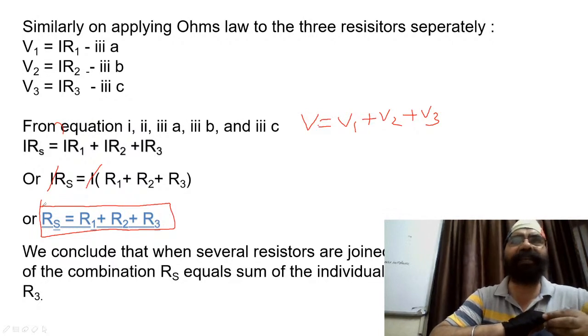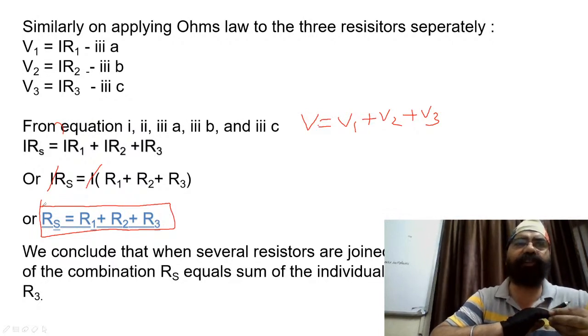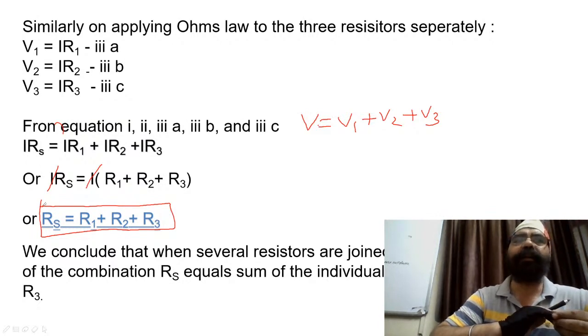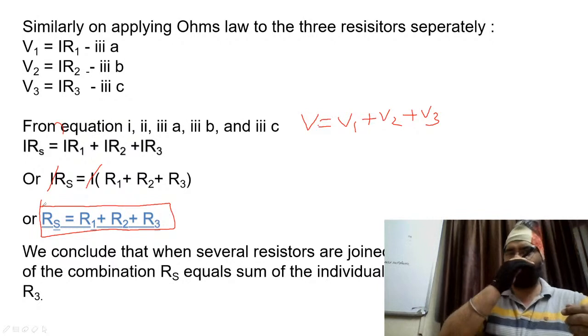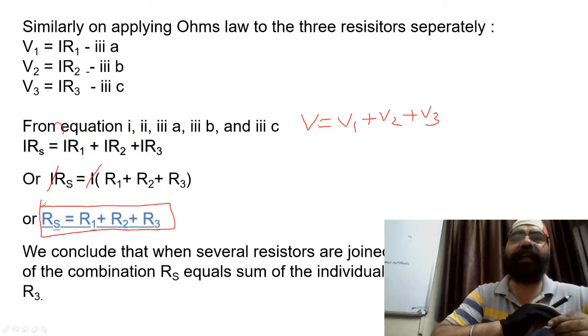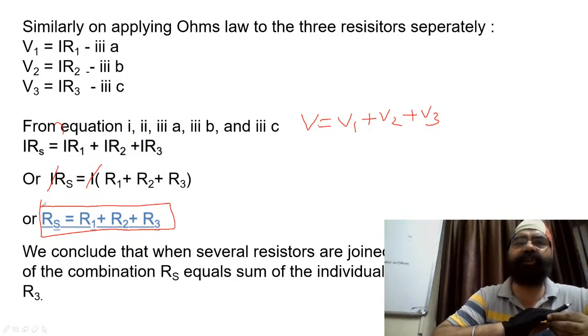Then I replace these values in my first equation and I get IRs is equal to IR1 plus IR2 plus IR3. I take I common on both sides and cancel it. So I get Rs is equal to R1 plus R2 plus R3, which concludes that when we put several resistors in series, the resultant resistance of the combination equals the sum of the individual resistances.